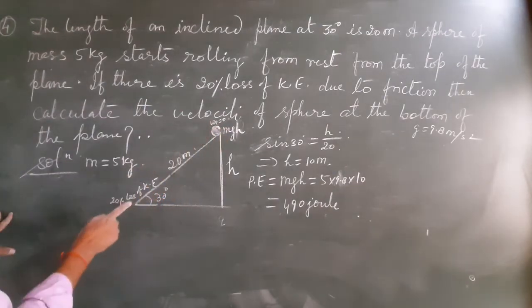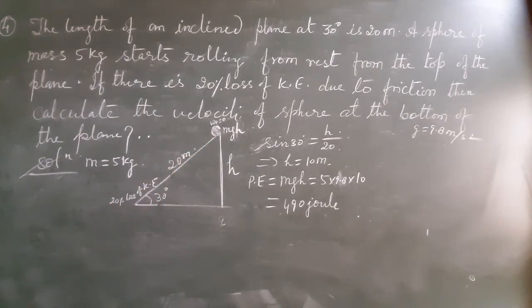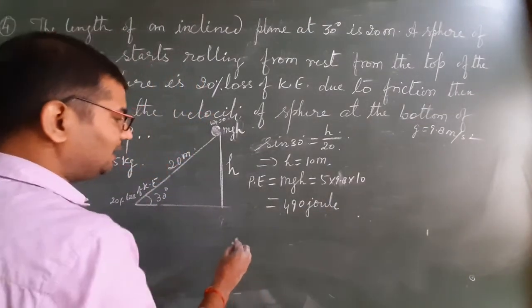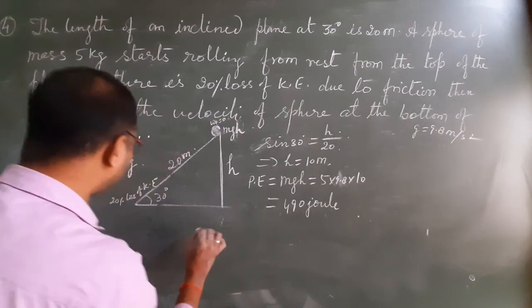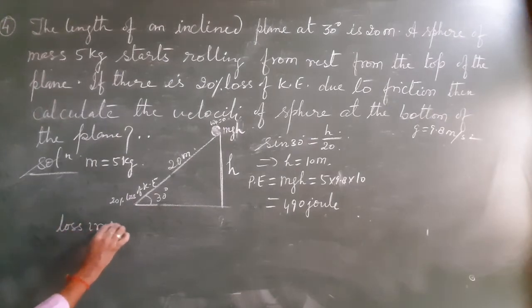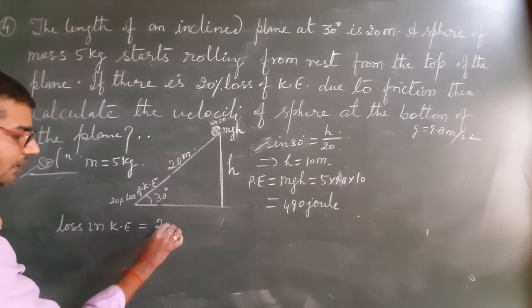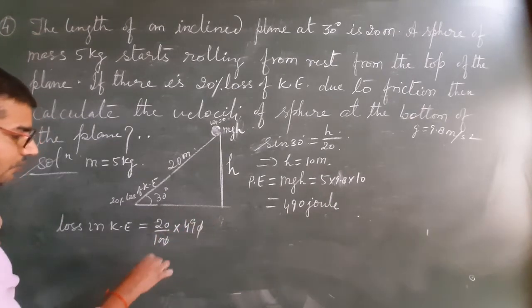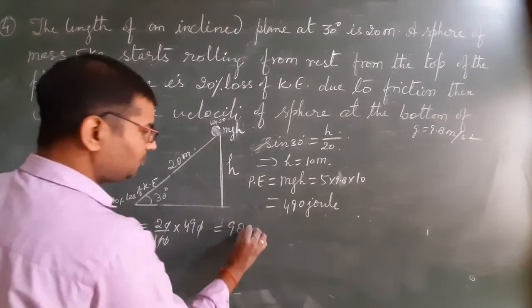When the ball reaches the bottom, its total potential energy gets converted into kinetic energy. But here there is a loss in the kinetic energy and that loss is 20%. So 20% of 490 will be the loss in kinetic energy. Loss in kinetic energy is equal to 20 upon 100 of 490, so this will be 98 joule.